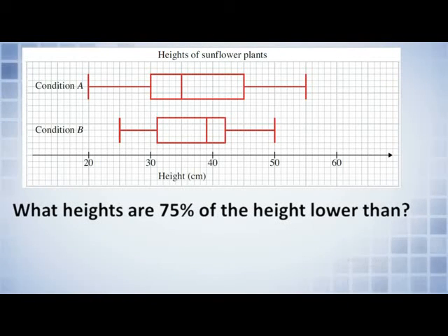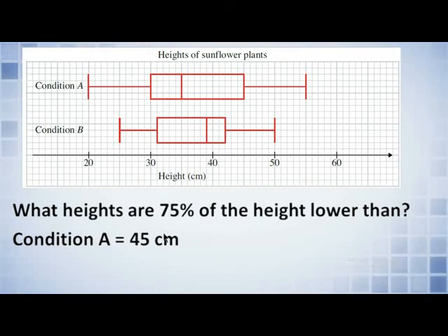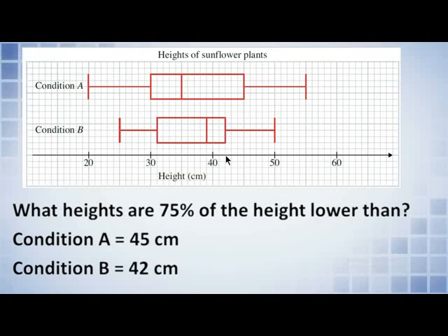Next, what heights are 75% of the heights lower than? We know that 75% of the data is Q3. So for condition A, the height that 75% of the heights are lower than is 45. For condition B, it is 42.